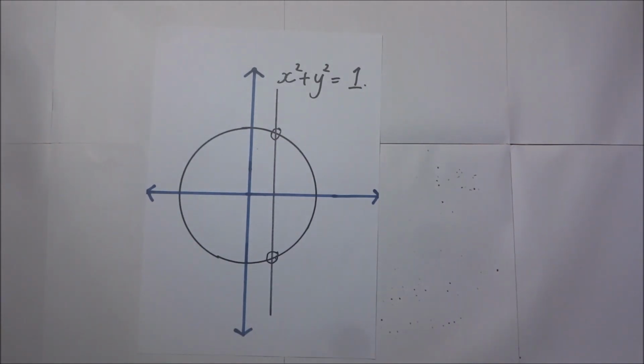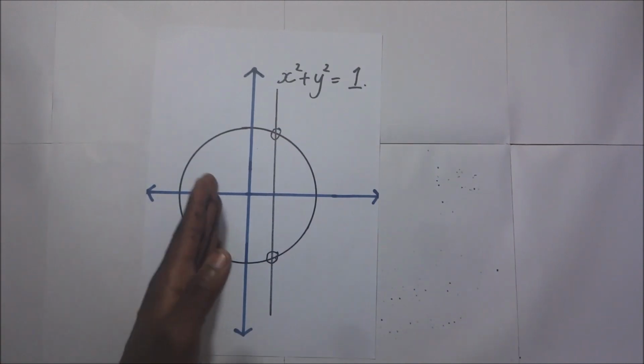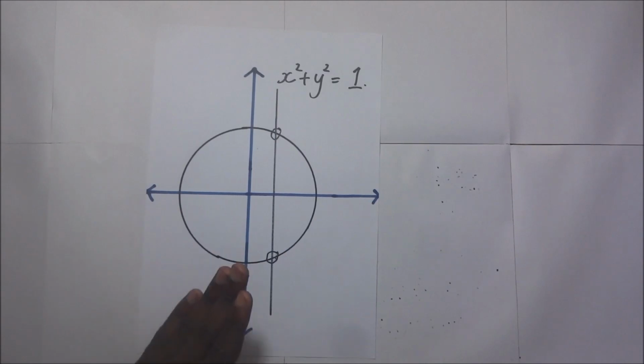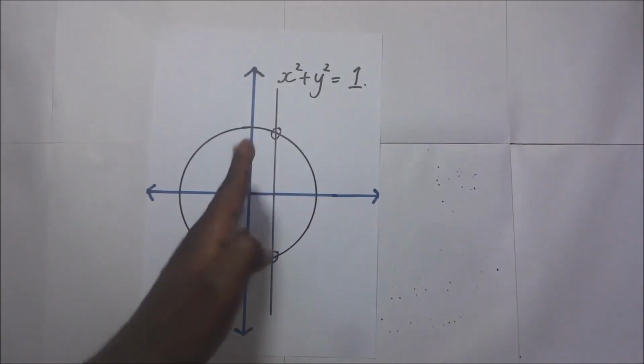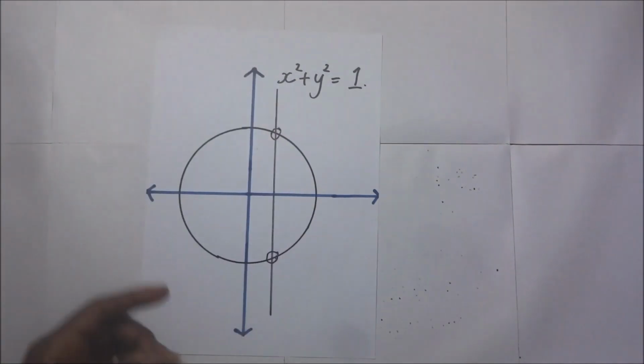One thing to really take note of is that before you decide whether a relation is a function or not, you have to make sure that you have explored all the possibilities. You try as many vertical lines as possible to make sure that the vertical line is going through either once or more than once.